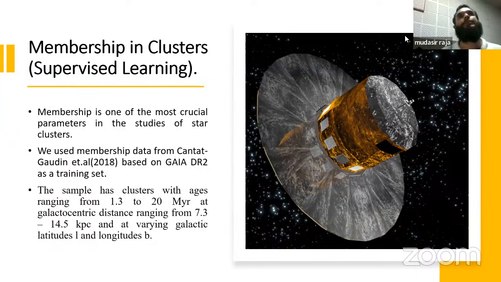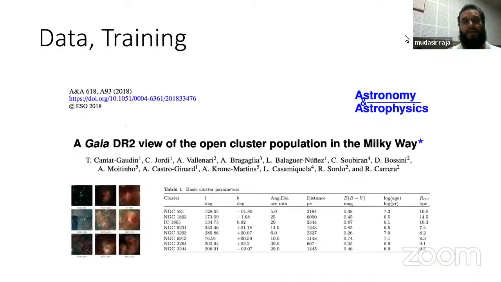In the case of supervised machine learning, we used a technique called random forest. Supervised machine learning needs training data, so we used Cantat-Gaudin's 2018 paper as our training data set, and then we extracted our sample. This is the picture of that paper, and this is our sample. This is a group of 9 clusters, which we extracted from that paper as our training set.